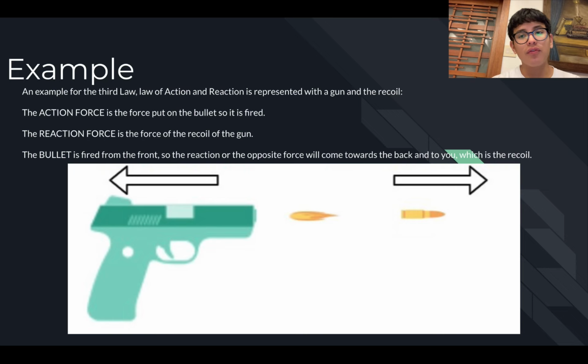An example for this law of action and reaction is a gun and the recoil. The action force is put on the bullet so it is fired. The reaction force is the force of the recoil of the gun. The bullet is fired from the front, so the reaction or the opposite force will come towards the back and to you, which is the recoil.